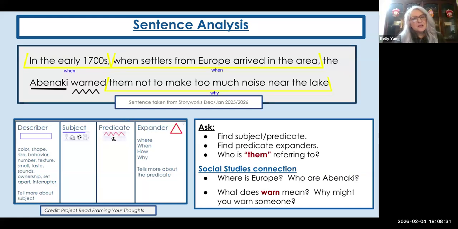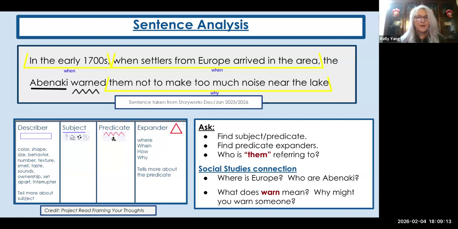So this is the same passage about Champ, the sea monster in Lake Champlain, but I wanted to show you an example of something from a text. So the sentence was, in the early 1700s, when settlers from Europe arrived in the area, the Abenaki warned them not to make too much noise near the lake. And so you could go with the students and have them underline, find the subject and find the predicate: who did it, what did they do. You can find the when expander, in the early 1700s. You can find another when expander, when settlers from Europe arrived in the area.